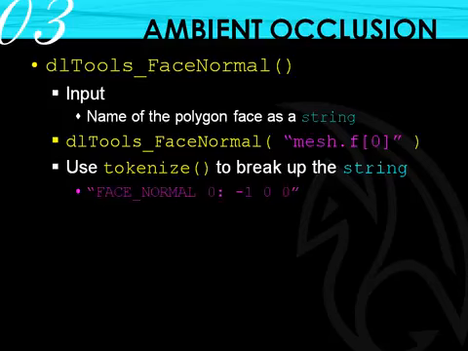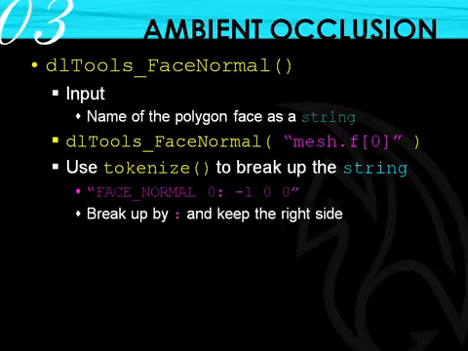So for example, here's what you get from the polyinfo command that we saw before. Essentially, this is a string. What the tokenize command does is break up a string based upon a character. So what we're going to do is break it up by the colon. It's going to break up face normal 0 colon -1 0 0, and split it left and right on either side of that colon.